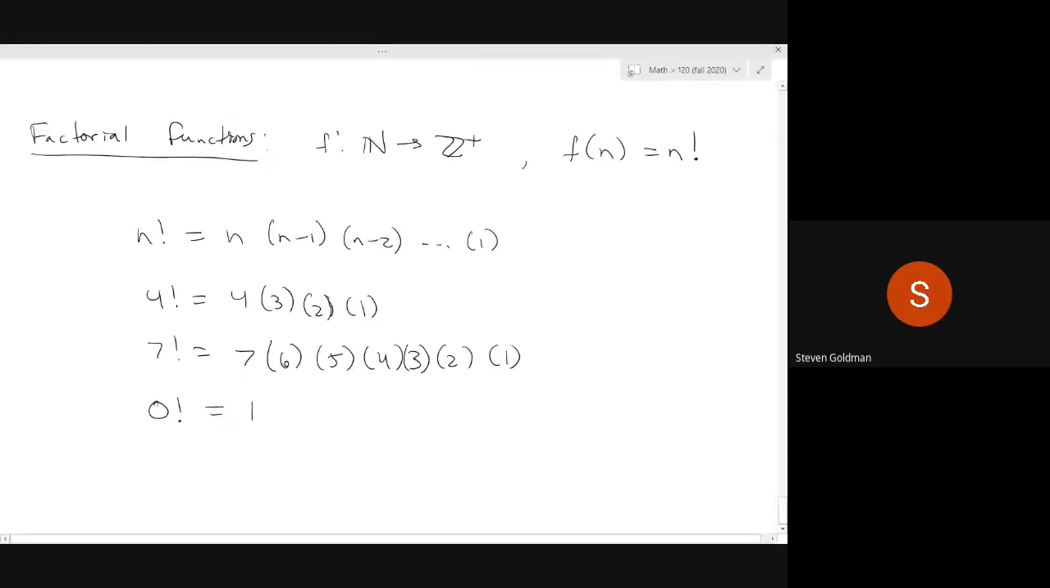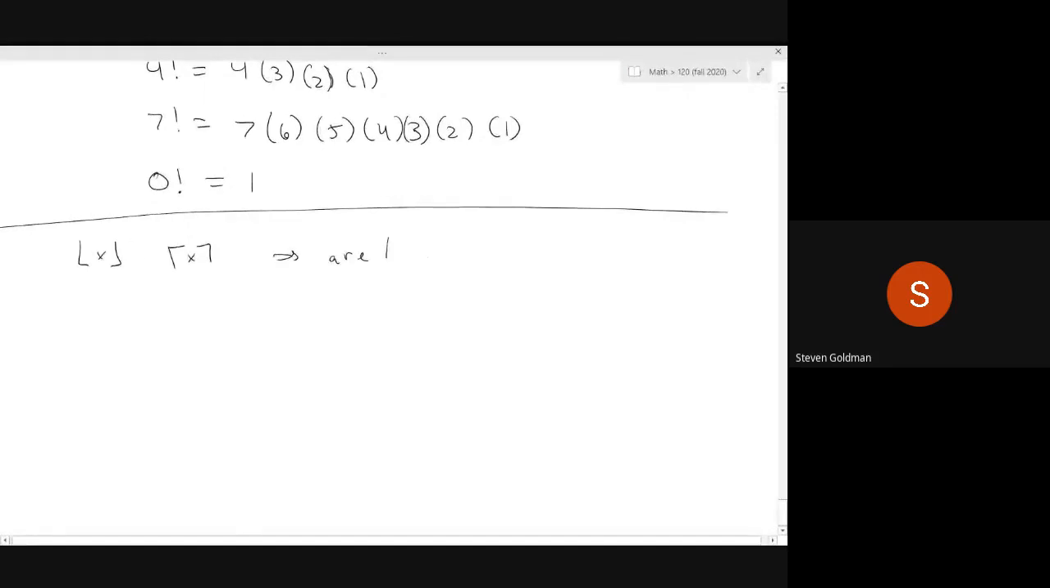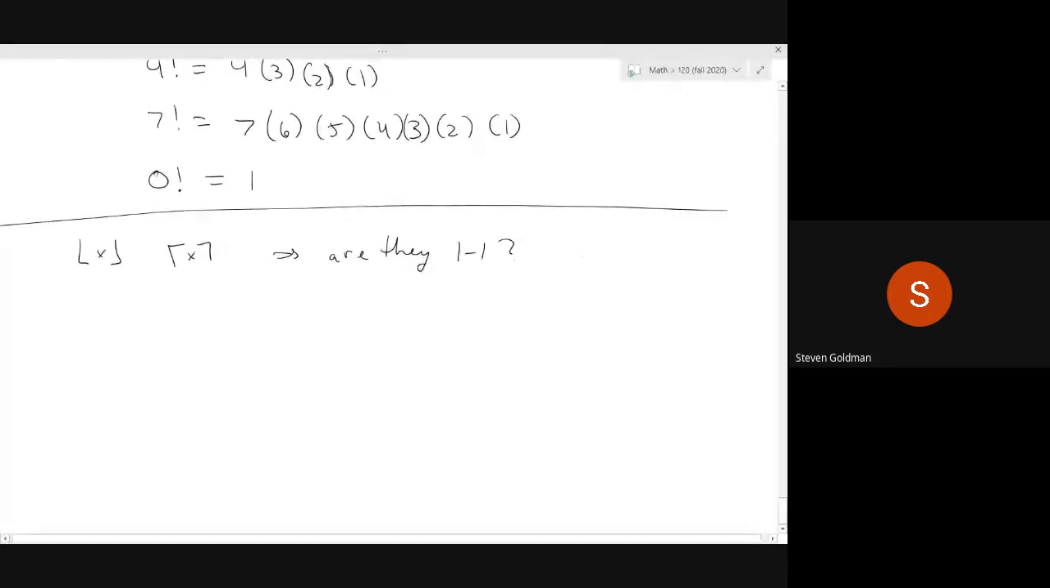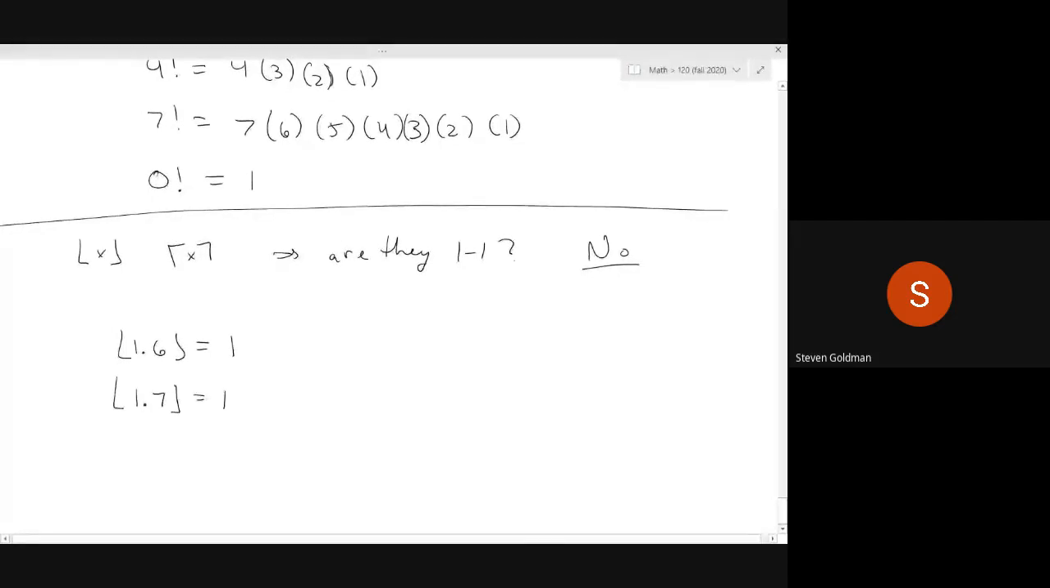I'm asking about the previous functions, the floor and ceiling functions. Are they one-to-one? The answer is no, and I can demonstrate that by way of example. If I plug in 1.6 into the floor function, I get 1. If I plug in 1.7, I get 1. So I have different inputs giving me the same output. It's not one-to-one. And it's the same for the ceiling function.